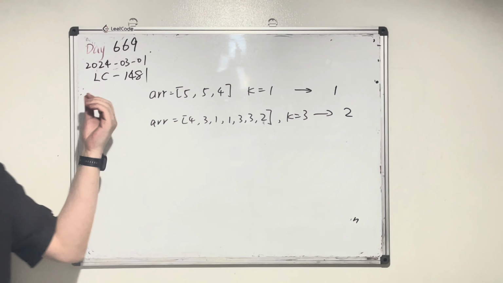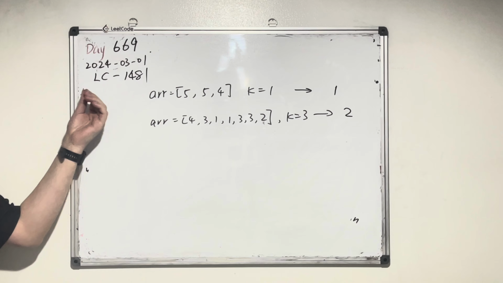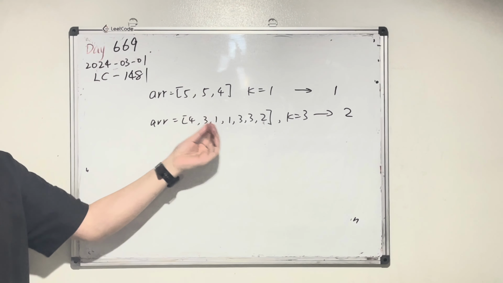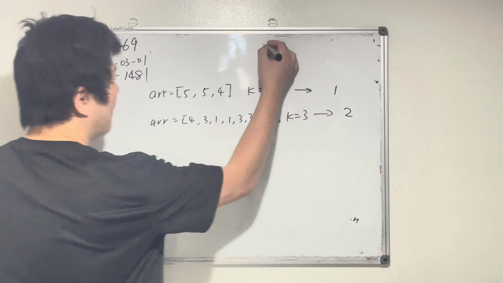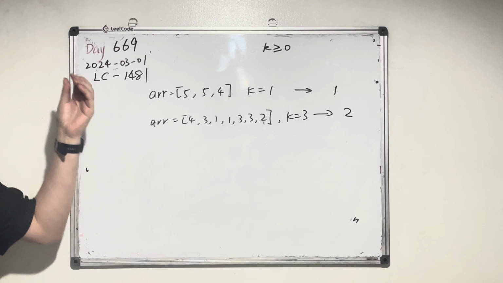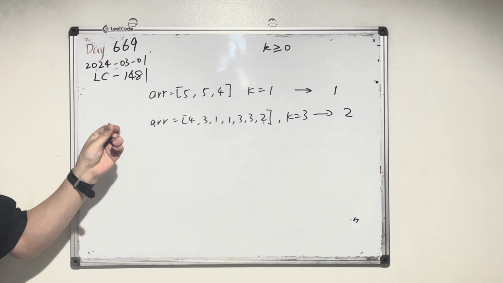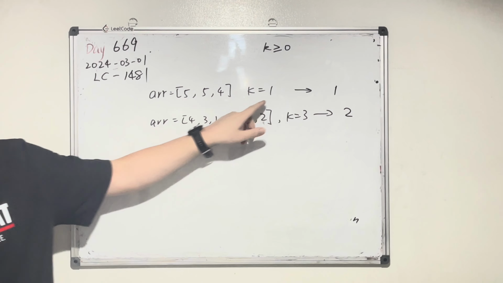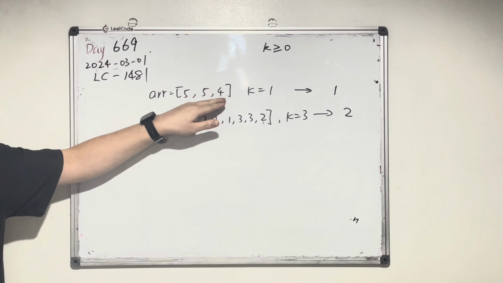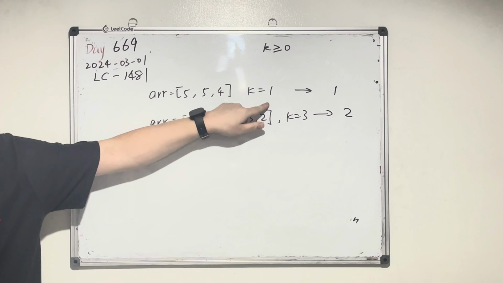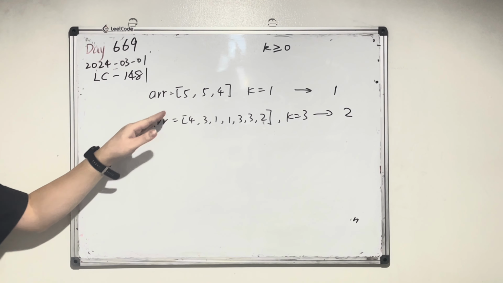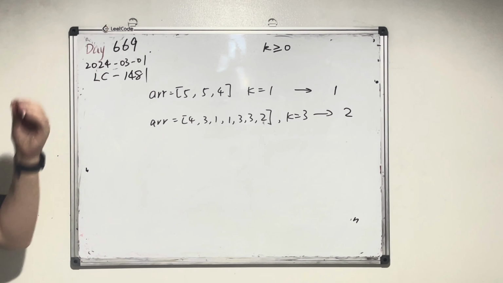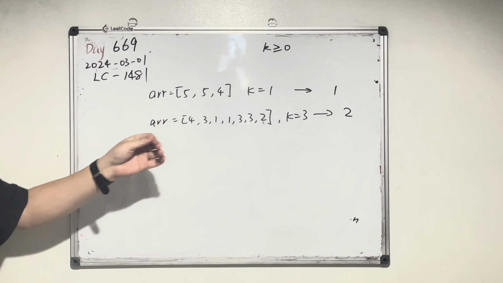Okay. So we are given an array of positive integers for simplicity, and we're given a k. K is bigger than or equal to 0. We want to find the least number of unique integers by removing k numbers from the array. So let's take this example, 5, 5, 4. If I ask you to remove k, one number, we want to find out the least number of the unique integers after removing k numbers.